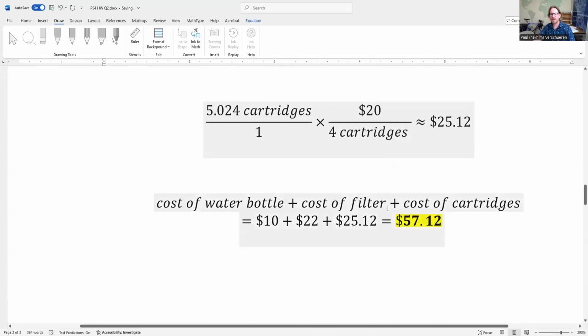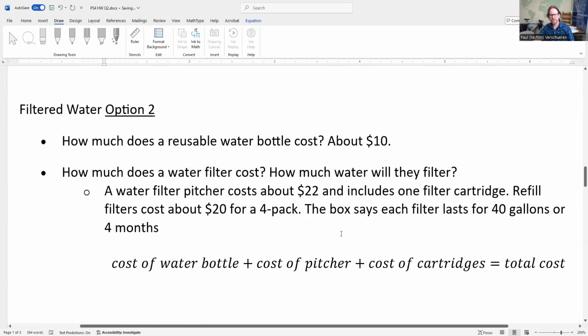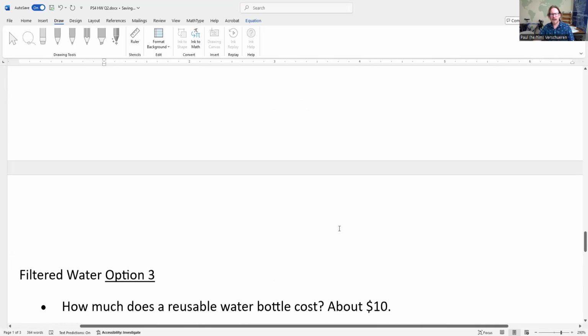So this time, if we have the water bottle plus this other filter plus the cartridges, that's going to be $10 plus $22 plus $25.12, about $57, which is more than $53, which is what we got when we looked at our first option. And then they get into option 3.